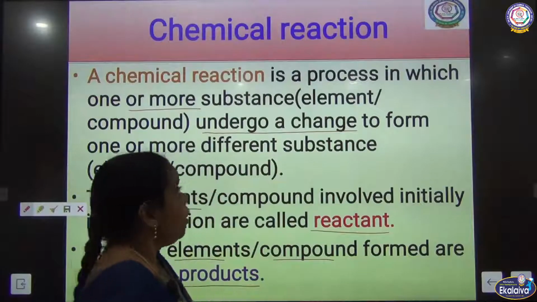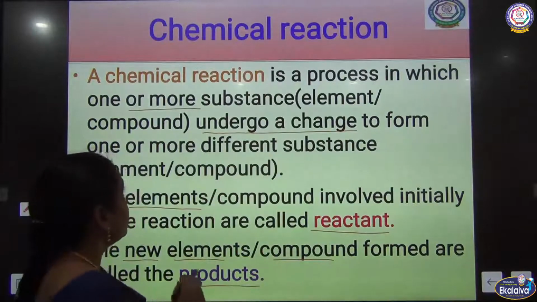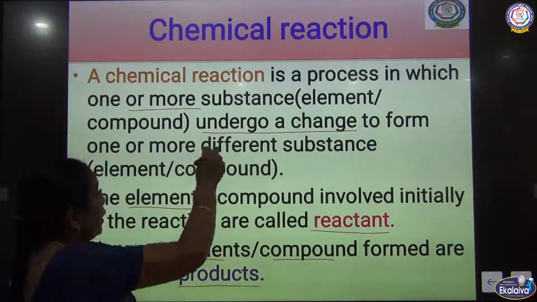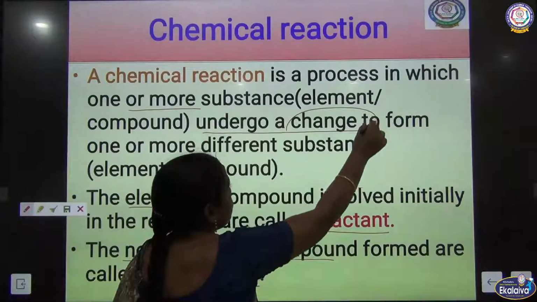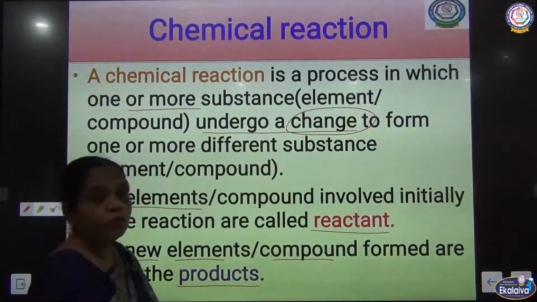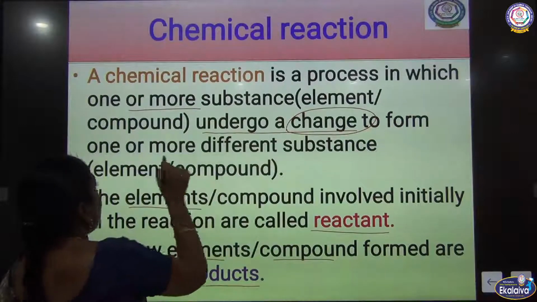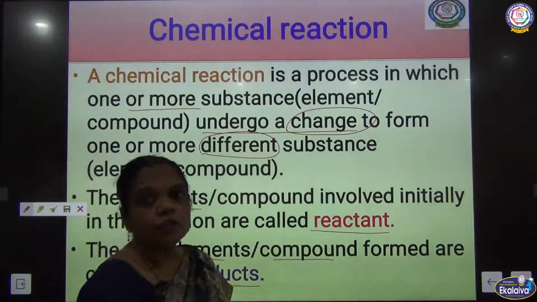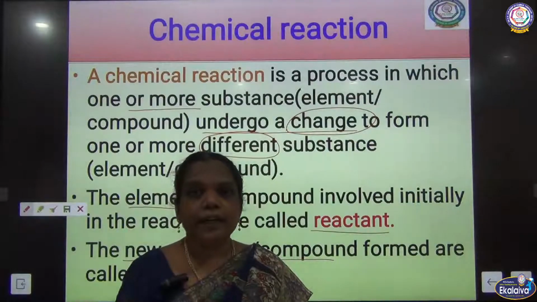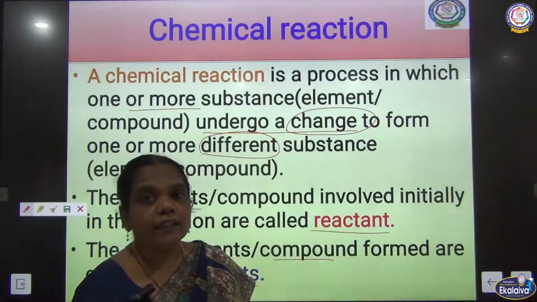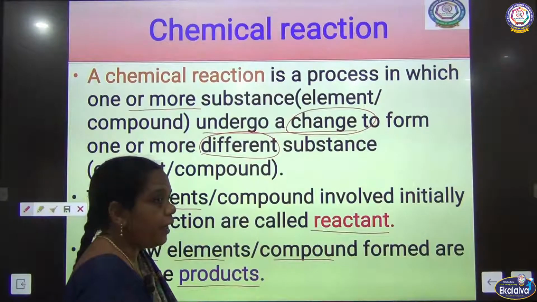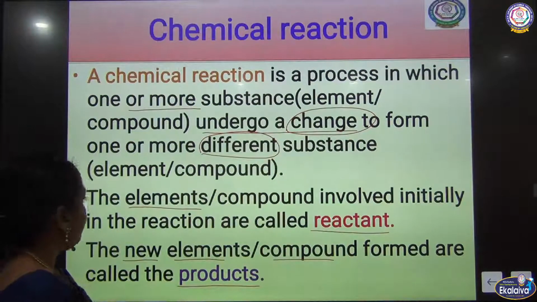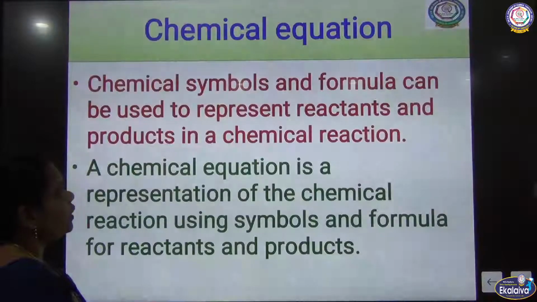It is a process in which one or more substances undergo change to form different substances. That is called a chemical reaction. The chemical reaction can be represented by a chemical equation.